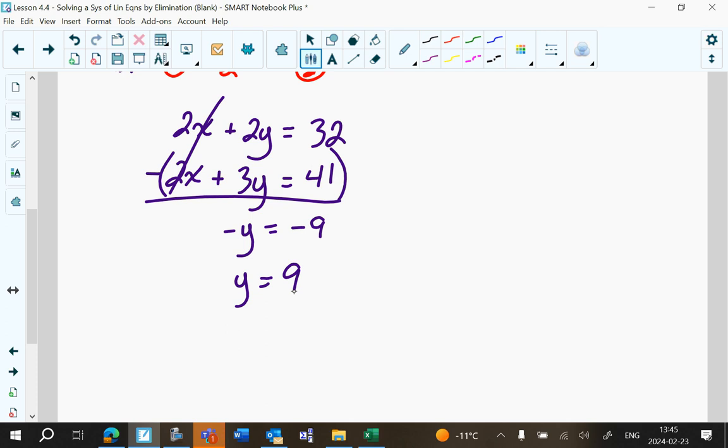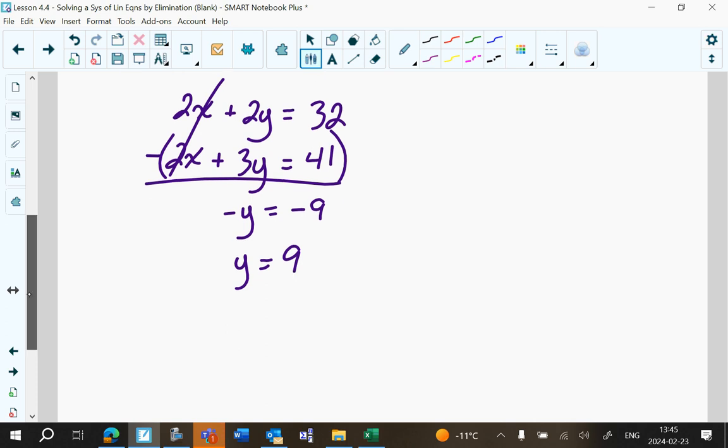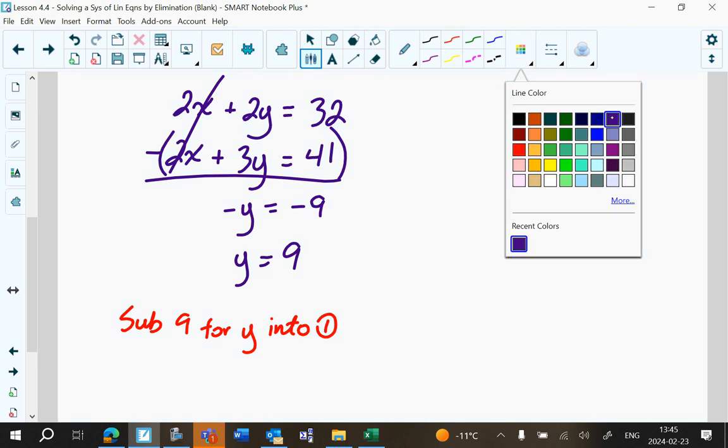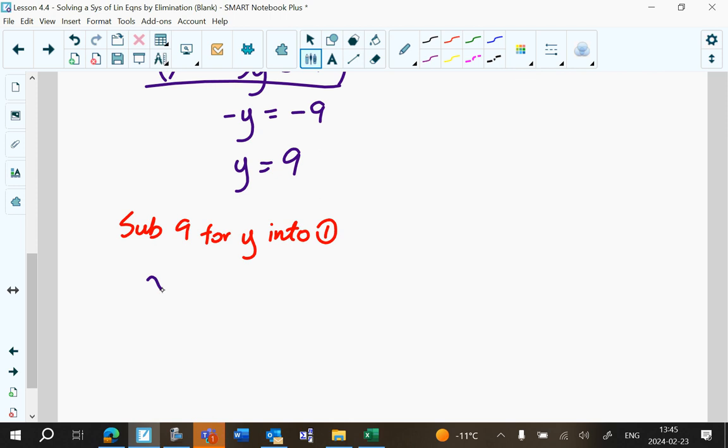Okay, so we got the number of M&Ms. Now we just need the Hershey bars. Well, that's pretty easy. I think we just sub that one back into equation 1. So sub 9 for y into equation 1. That's a really easy one to work with, because then I'm going to get x plus 9 is equal to 16. So x is going to be 7.